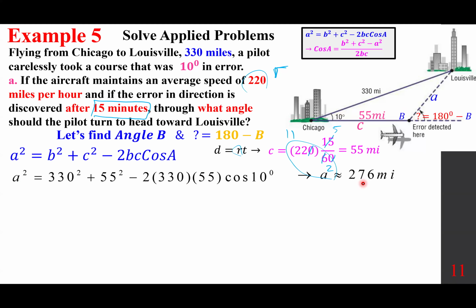So now what do we have? We have all sides. We have this side, we have this side, we have this side. So A is 276 miles roughly. B, let's say this side is 330 miles, and C is 55 miles.